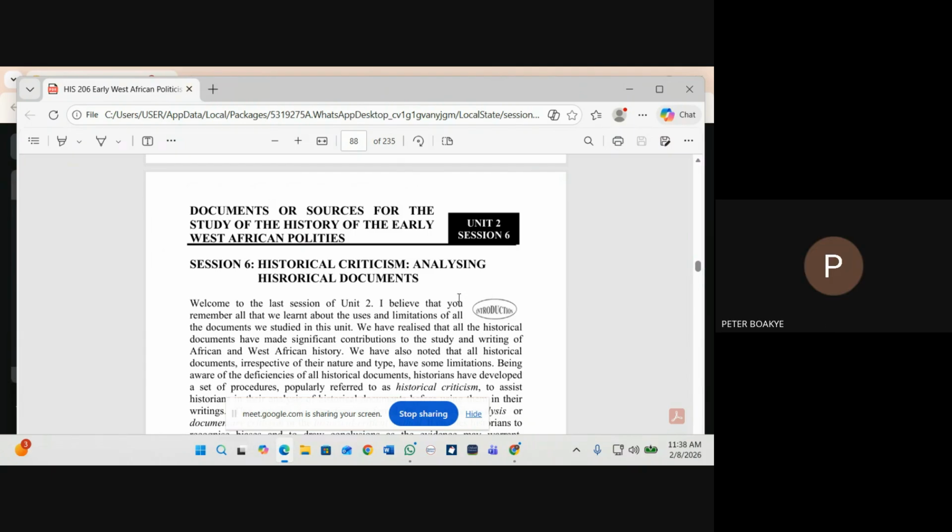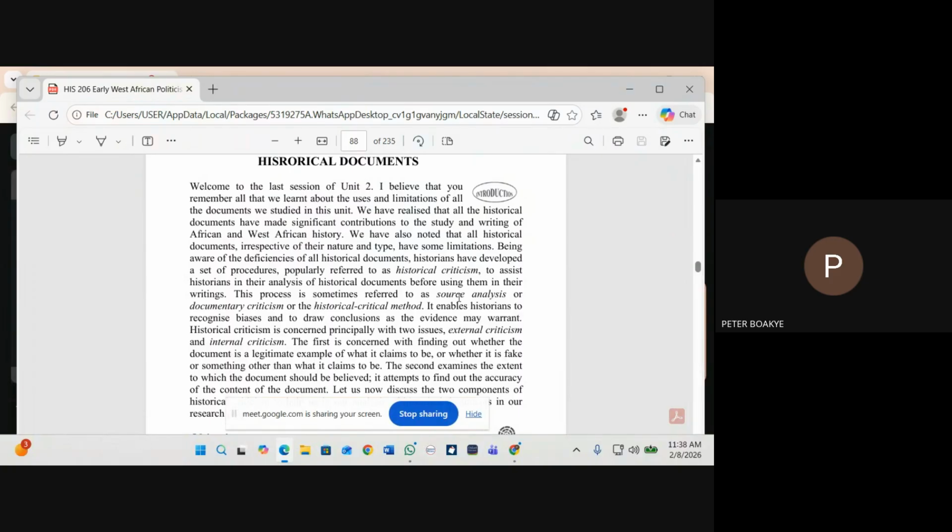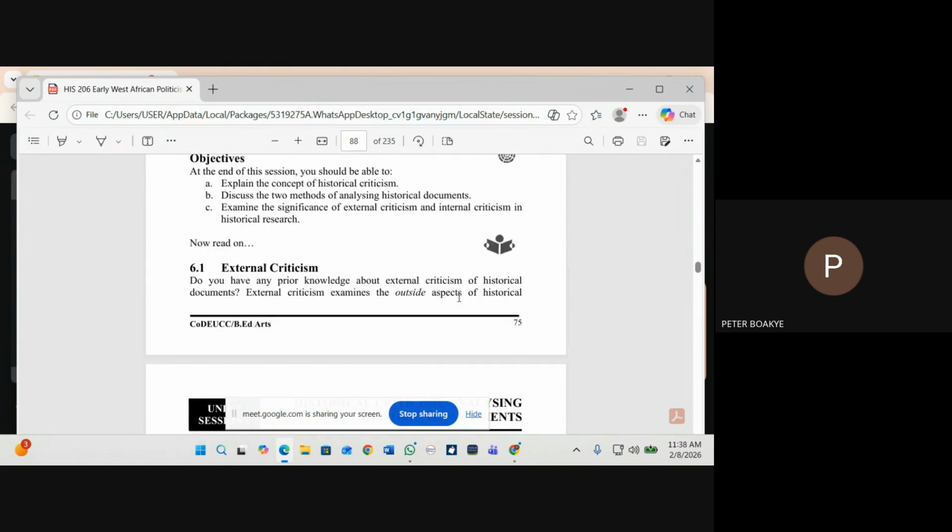So let's look at the last session, historical criticism. How do we analyze historical documents? It looks at how you will be able to analyze historical documents so that you know what is truth, so you can sift the truth from the falsehood. We are going to expose you to historical criticism to assist historians in their analysis of historical documents before using them in their writing. This process is sometimes referred to as source analysis, documentary criticism or the historical critical method. They are all talking about the same thing.